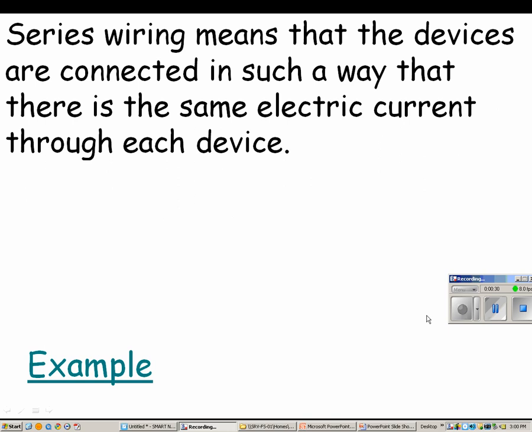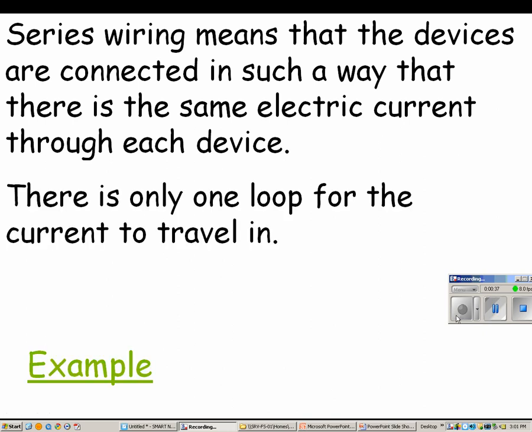Series wiring means that the devices are connected in such a way that there is the same electric current through each device. There's only one loop for the current to travel in.